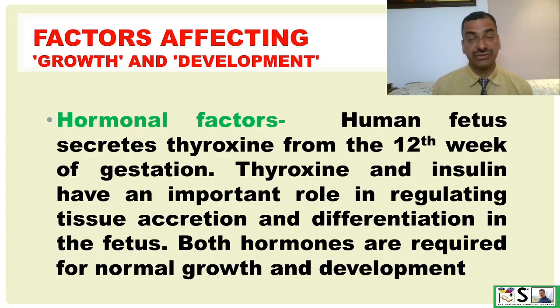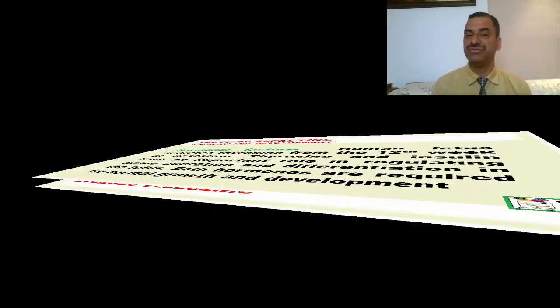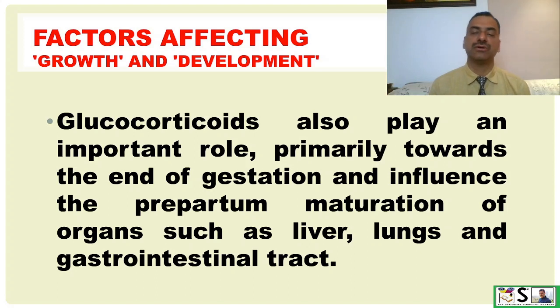Then another very important factor, that is hormonal factors. The human fetus secretes thyroxine from the 12th week of gestation. Thyroxine and insulin have an important role in the regulation of tissue accretion and differentiation in the fetus. Both hormones are required for normal growth and development of the fetus. Glucocorticoids also play an important role, primarily towards the end of pregnancy or gestation, and influence the prepartum maturation of organs such as the liver, lungs, and gastrointestinal tract.